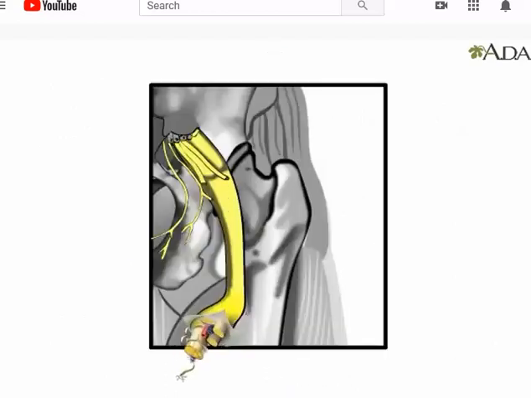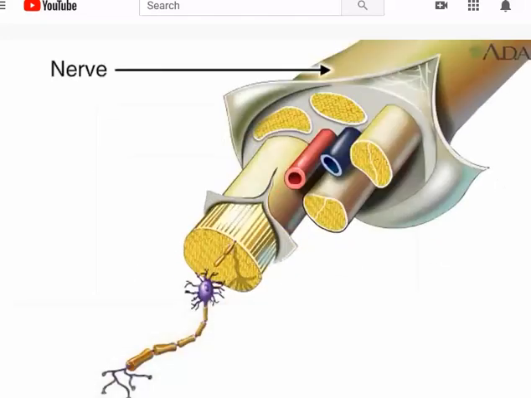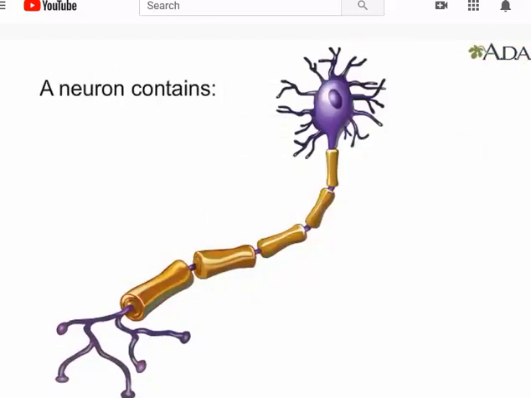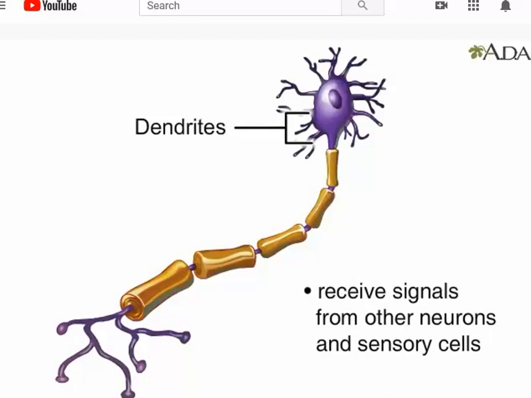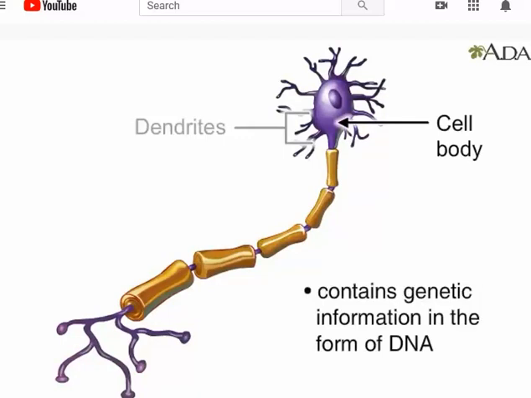Let's examine an individual neuron up close. Here is a peripheral nerve. Each one of the nerve bundles, or fascicles, contains hundreds of individual nerve fibers. Here's an individual neuron with its dendrites, axon, and cell body. The dendrites are tree-like structures. Their job is to receive signals from other neurons and from special sensory cells that tell us about our surroundings. The cell body is the headquarters of the neuron. It contains the cell's DNA.